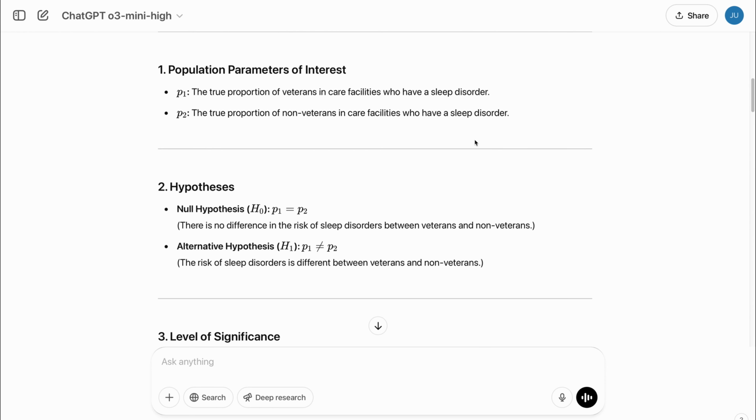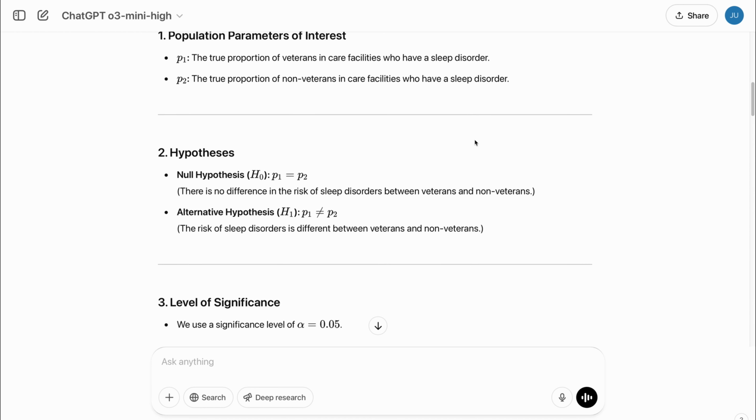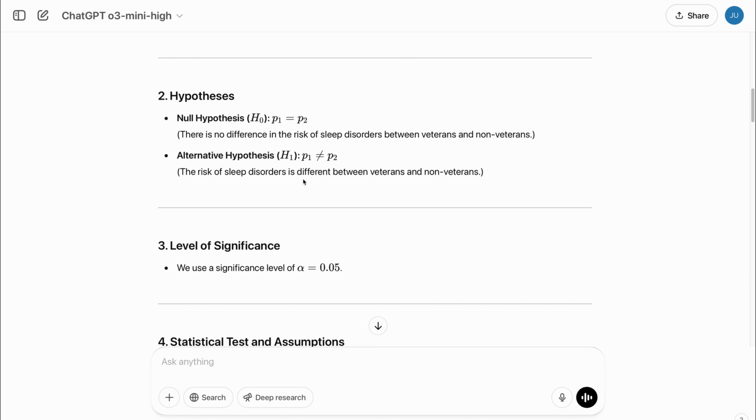There's our 2 population parameters, P1 and P2: the true proportion of veterans in care facilities who have sleep disorder, and the true proportion of non-veterans in care facilities who have sleep disorder. So probability of disease given exposure, probability of disease given not exposure. And our null hypothesis would then be, it does write it out in this form that P1 equals P2, but we do like to write that as P1 minus P2 equals 0, just to indicate that the risk difference is 0. And remember, this 2 sample Z test would be about the risk difference. And then the alternative hypothesis is that it's not 0.